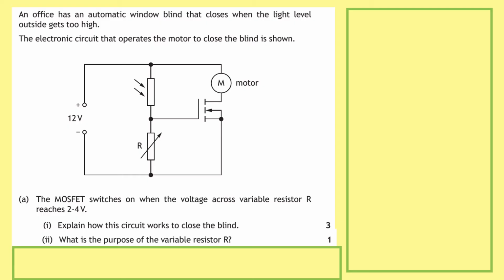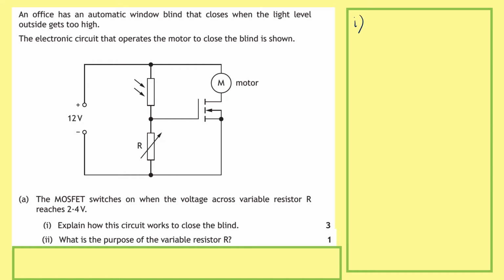Let's look at some past paper questions. An office has an automatic window blind that closes when the light level outside gets too high. The electronic circuit that operates the motor to close the blind is shown. This is a really similar circuit to the one we just looked at before. And the question is, the MOSFET switches on when the voltage across the variable resistor R reaches 2.4 volts. Part 1. Explain how the circuit works to close the blind. And Part 2. What is the purpose of the variable resistor R? Let's have a go at Part 1 first.